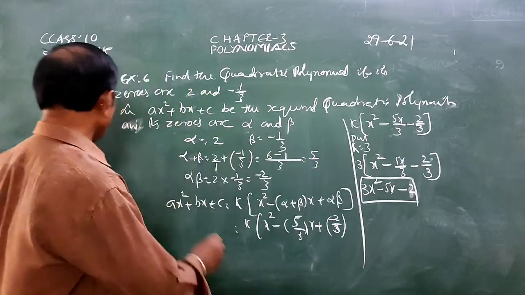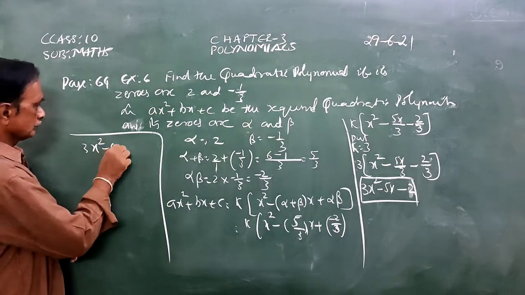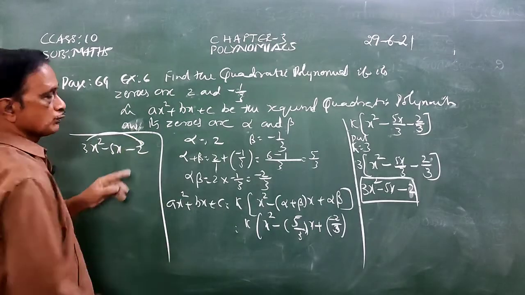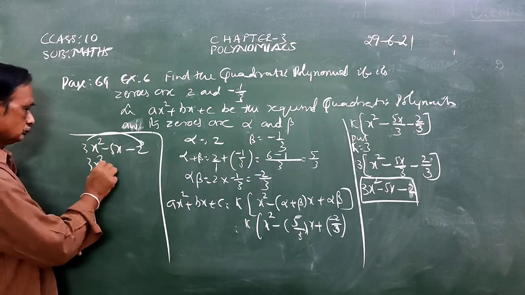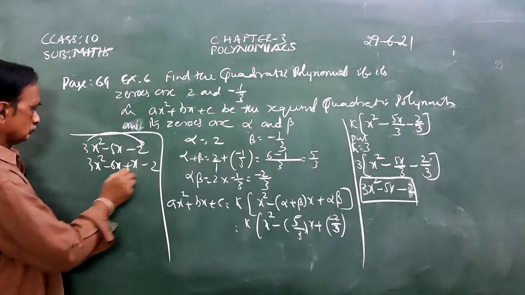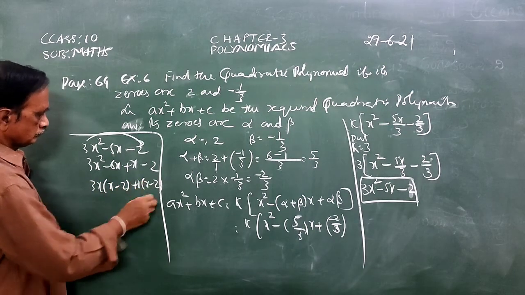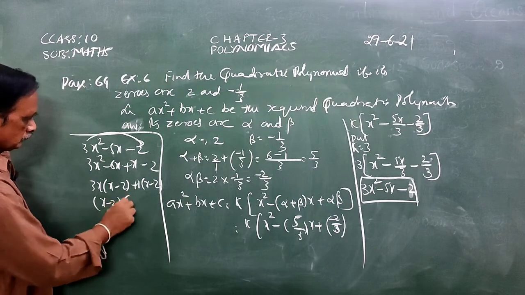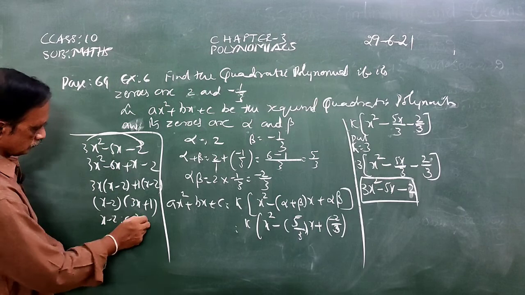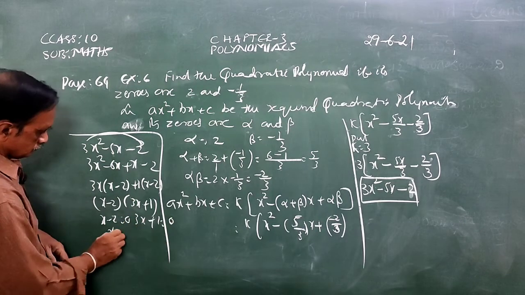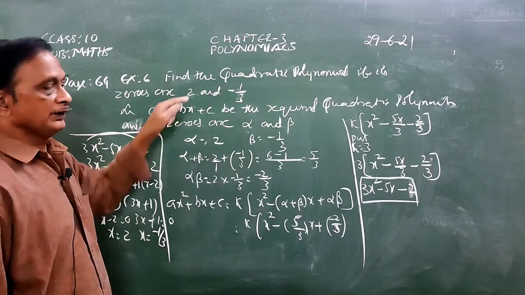If you want to check, there is no need, but you can check it. 3 times 2 is 6, 6 minus 1 is 5. Yes, minus 1 by 3 and 2.